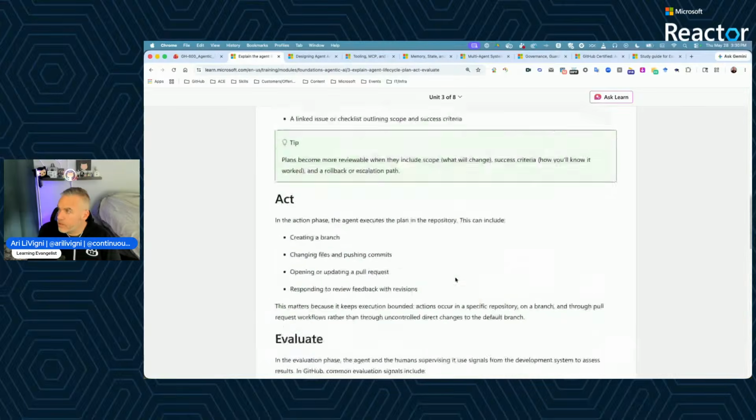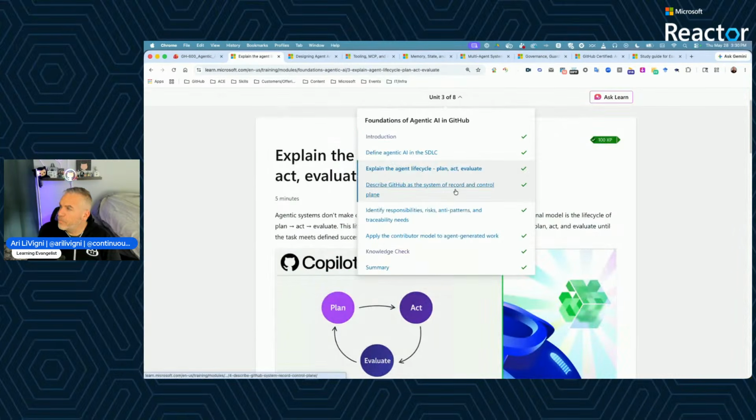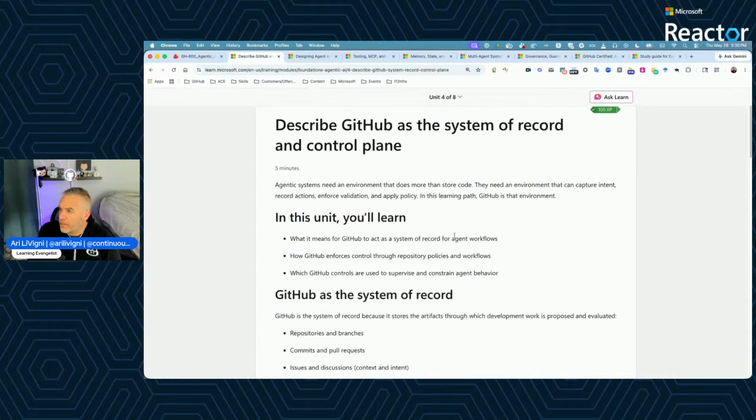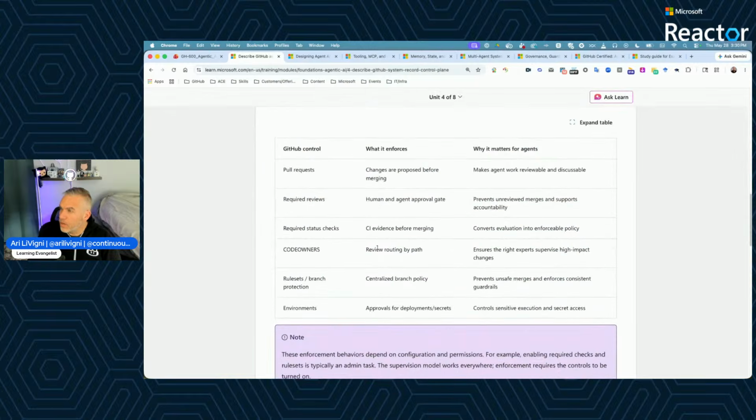Let's see. So we did 3, right? Yeah, unit 3. Describing the system of record and the control plane. Again, that code owners file, pull requests. These are the different services for that control plane.